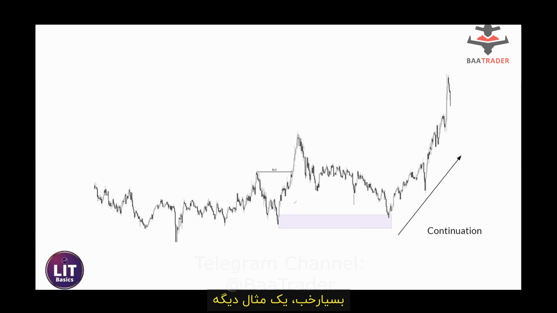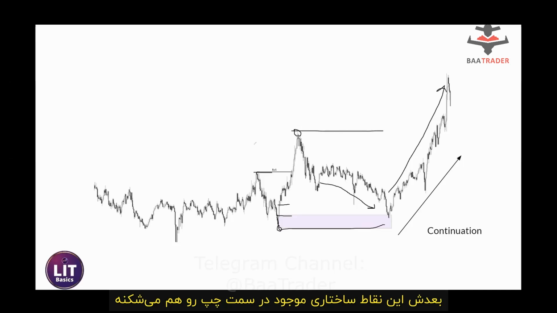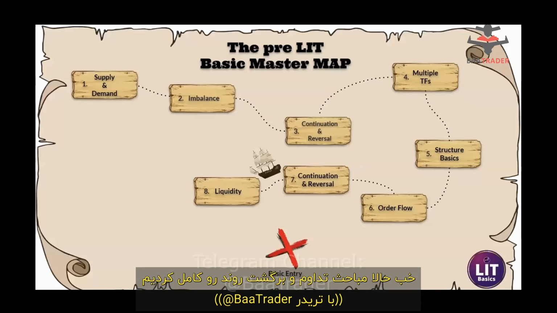Okay, so another example, we have our structure point here. It breaks out this structure point over there. So between this leg, we have an imbalance over here, as well as a POI. Price comes back upon a pullback and then mitigates this POI for a continuation, then breaking these structure points as well to the left. Now we have completed the continuation and reversal.